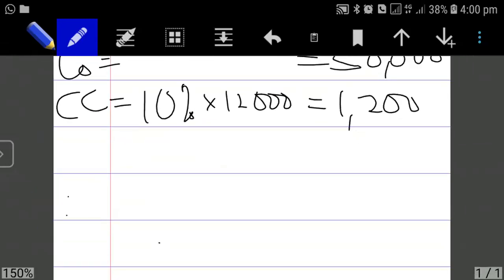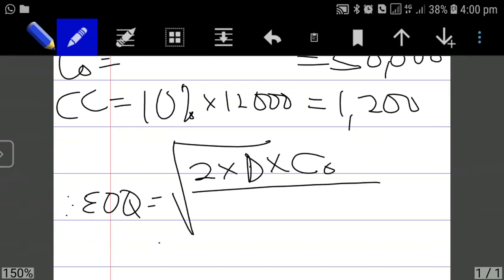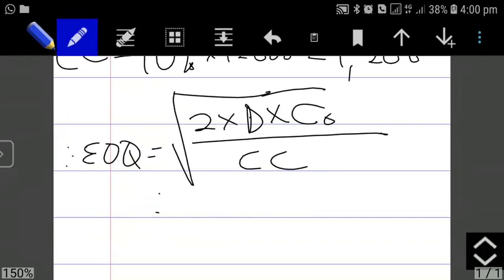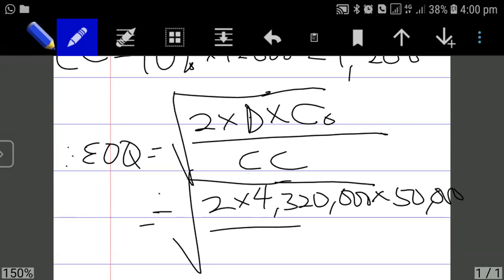So therefore, your EOQ is the square root of 2 times D times CO all over CC. At times, if they did not give you carrying cost, they might give you HC. Pay attention. So this will give us the square root of 2 times annual demand, 4,320,000, times 50,000 divided by 1,200. Punch your calculator.